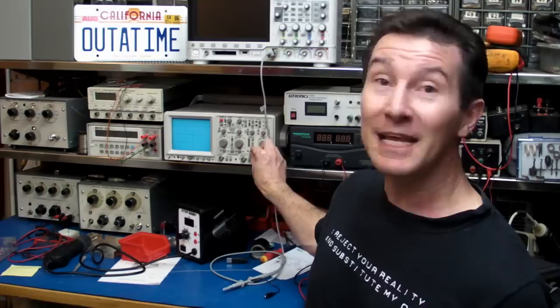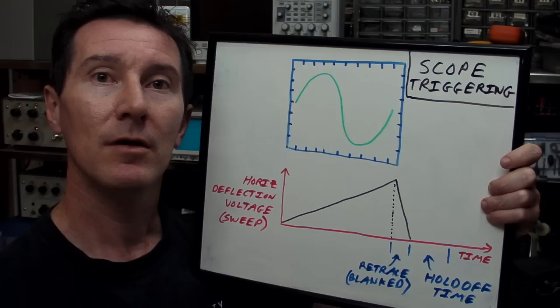It can be found as a dedicated knob on many higher end, in fact, most higher end older analog oscilloscopes, but especially on new digital scopes, they will have this option that a lot of people go, well, what's that? I'm not really sure. They might twiddle it, but they don't really understand what it does. What is it? It's trigger holdoff. Let's take a look at it.